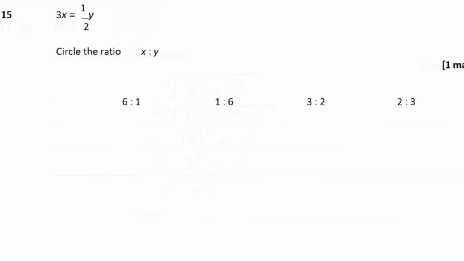Lovely, 44. Question 15. I've got 3x, and that is equal to 1/2 of y. And I need to circle the ratio of x to y. So basically, I've got to take this equation in x and y and change it into a ratio involving x and y. Now the first thing I'm going to do is simplify my equation by multiplying both sides by 2. What that will do is get rid of this annoying fraction here and just leave me with a y. So I've got y is equal to 2 lots of 3x, which is 6x, isn't it? So 6x is equal to y.